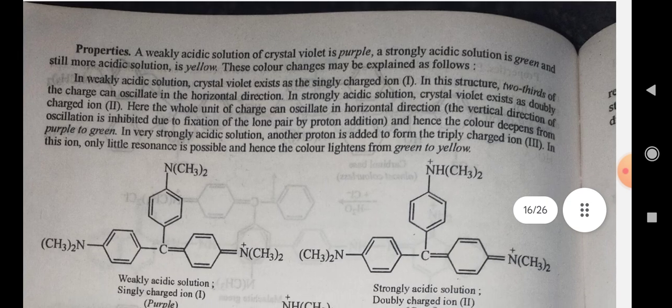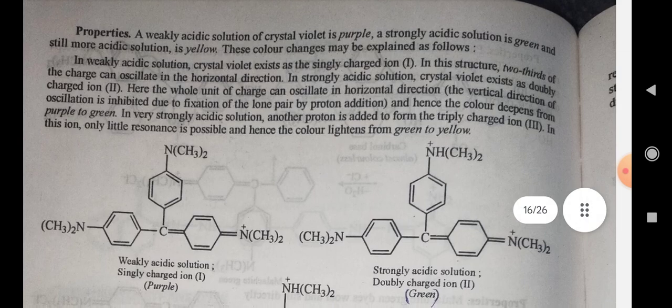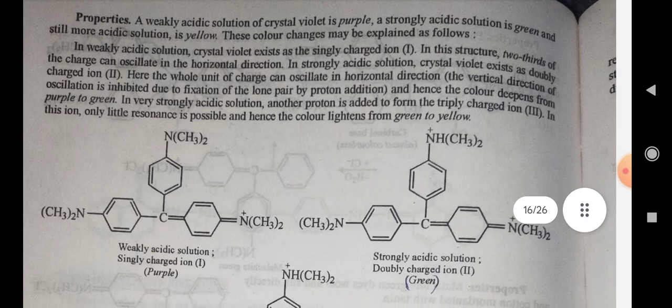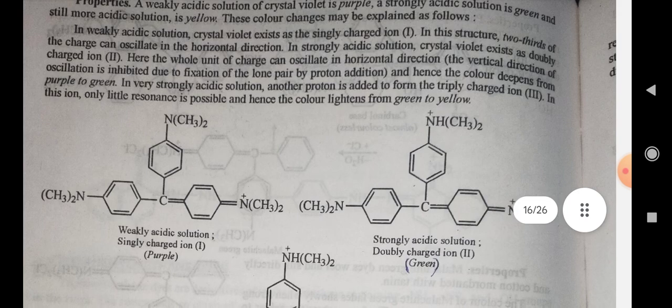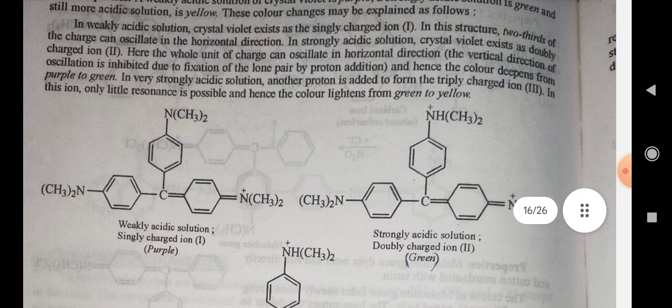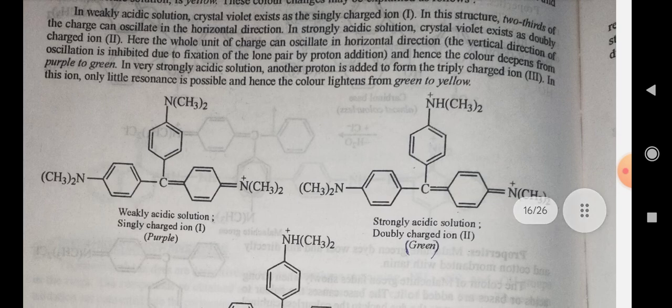Properties: a weakly acidic solution of crystal violet is purple, a strongly acidic solution is green, and a still more acidic solution is yellow. These color changes may be explained as follows. In weakly acidic solution, crystal violet exists as a singly charged ion. In the structures, two-thirds of the charge can oscillate in the horizontal direction. In strongly acidic solution, crystal violet exists as doubly charged ions. Here, the whole unit of charge can oscillate in the horizontal directions.